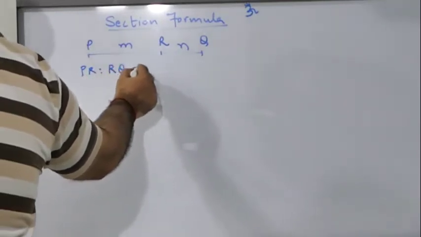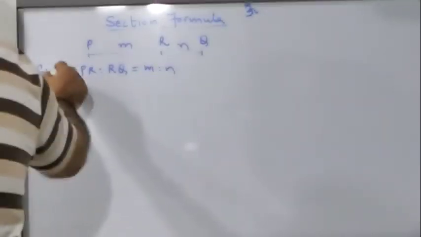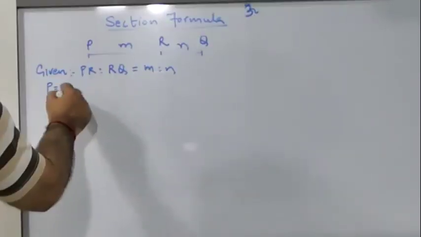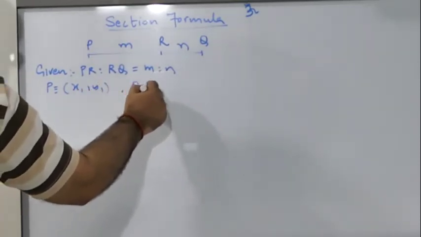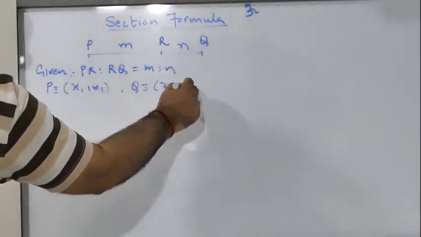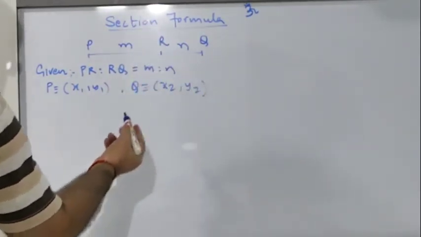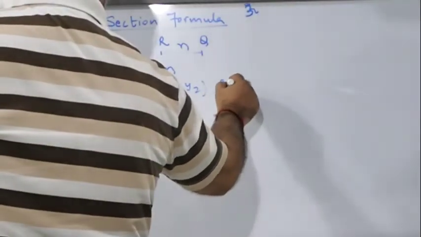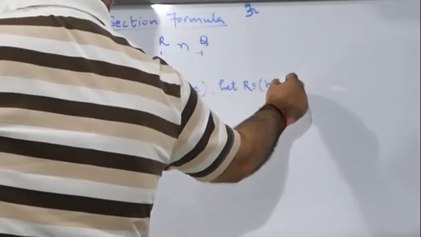M is to n. This is given to you, alright? And what else is given to you? You are given P equal to x1, y1, Q equal to x2, y2, and then R you can assume, let's say h comma k. Let R equal h comma k.